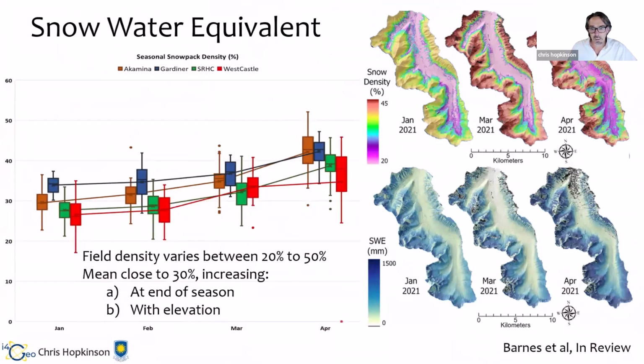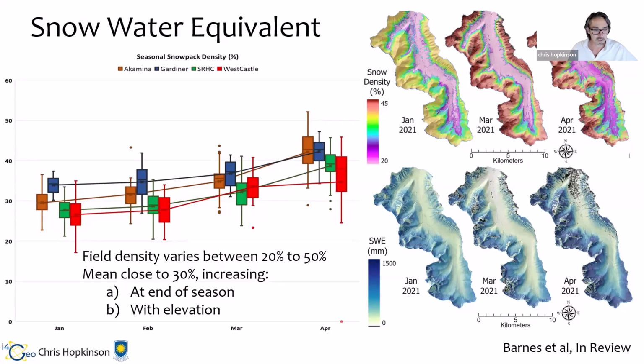And so what we know is that the field estimates of density, when you average them at a particular site, tend to vary between 20 and 50%, or more normally between 30 and 40%. There's a range there that's fairly common. And towards the end of winter, just above 30% is about normal.